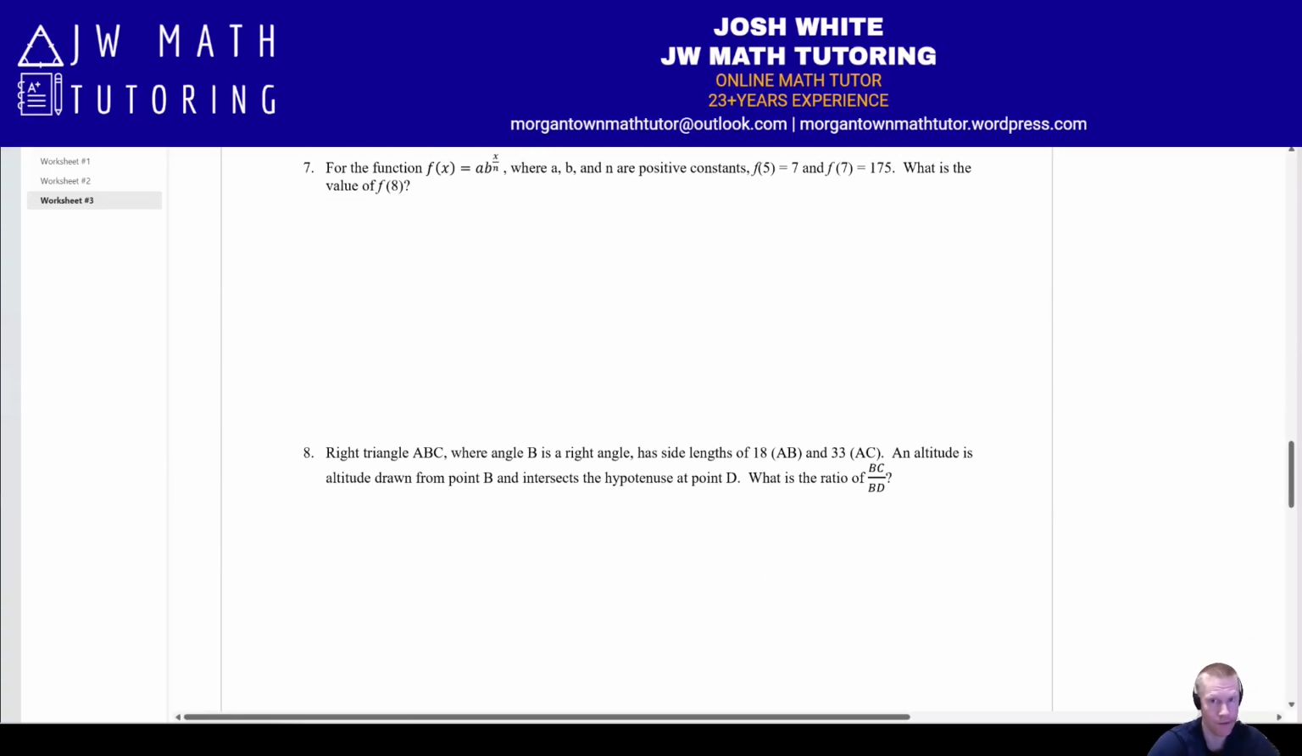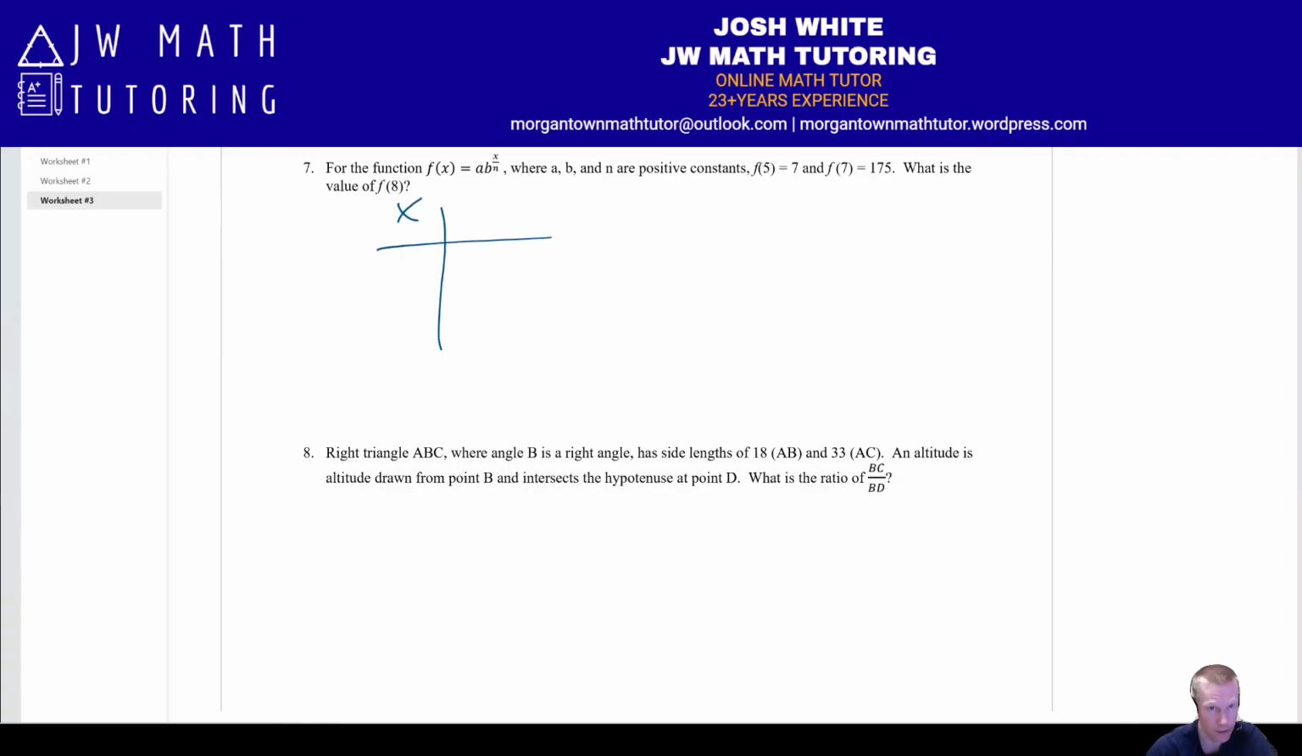Next up, number 7. This is a repeat question. This has appeared on multiple previous tests in 2024. So you have an exponential function. You're given 2 values here, and they want to know what's the value of f of 8. First, I'll show you the theoretical way to do it, and then I'll show you how you could also do it in Desmos as well.